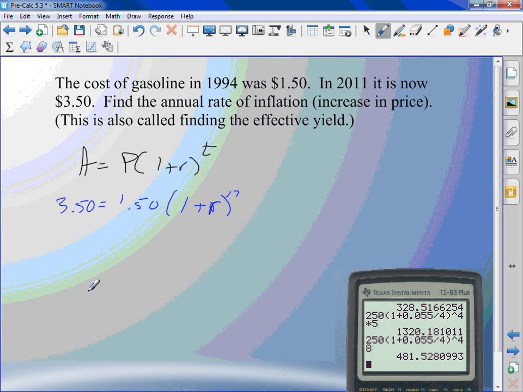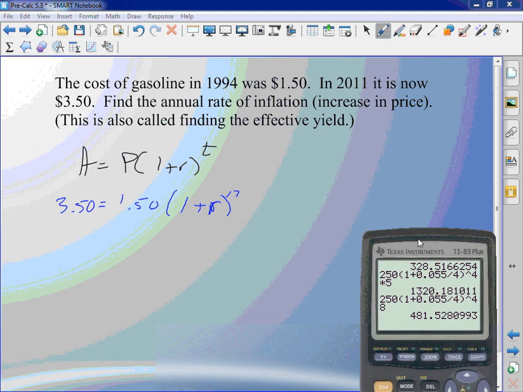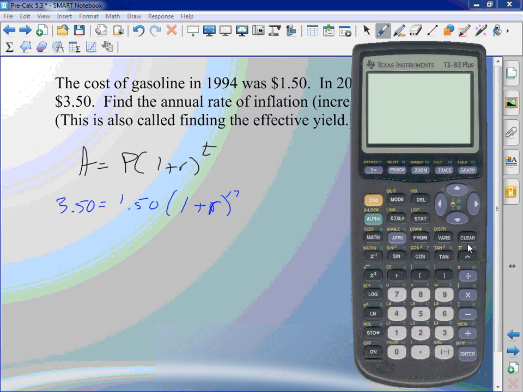We're saying January and January. I haven't done anything yet. Was the 350, 350 because that's the price right now. I put the 150 because that's my starting point. 1 plus R because I don't know the rate. And T is 17 because it's been 17 years. What do you think my first step would be? We have to get R by itself.